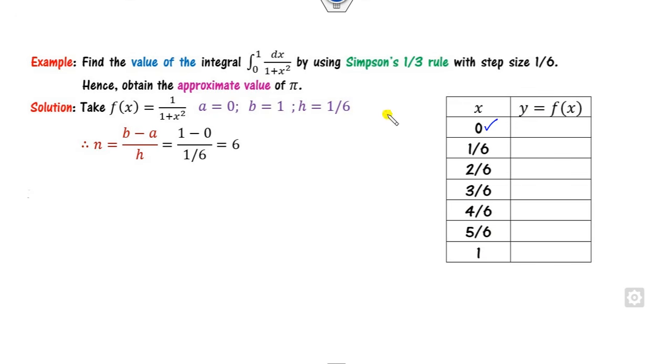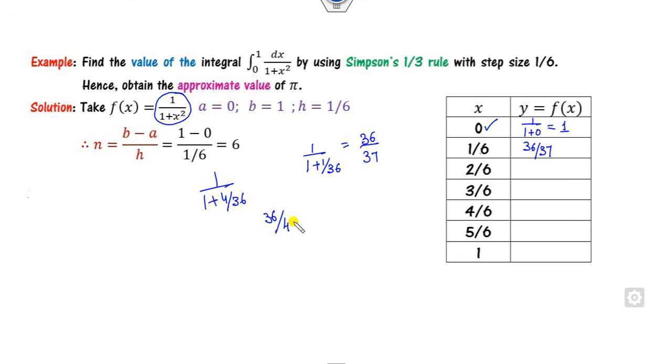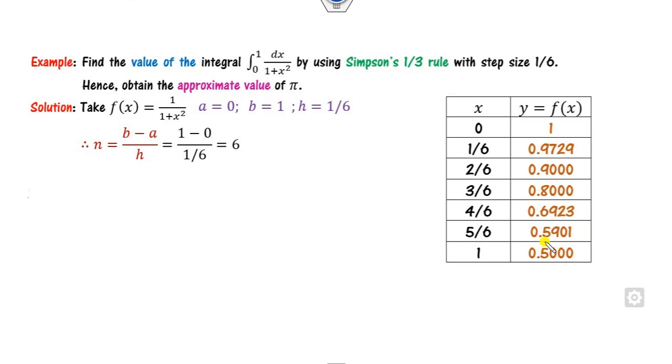Now when x is 0, I can substitute this value. What is the value of this? It's 1/(1 plus 0), which is 1. When x is 1/6, it is 1/(1 plus 1/36). If you take the LCM, it's 36/37. Similarly, if we substitute x as 2/6, it's 4/36, so that is 36/40. You can write this and so on, to 4 decimal places.